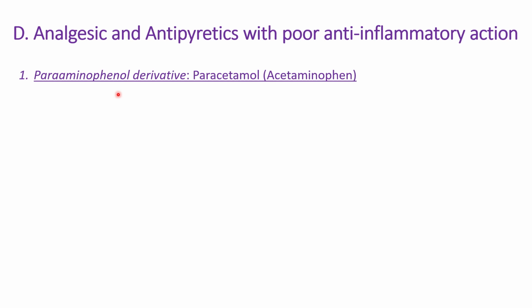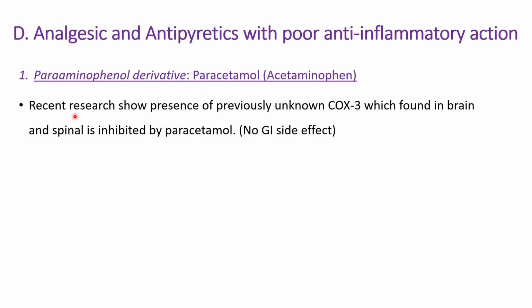Now the last one is the analgesic and antipyretic with a poor anti-inflammatory action. The first one is the para-aminophenol derivative. The example is paracetamol. Most of the time we take paracetamol as an analgesic. Recent research shows the presence of a previously unknown COX-3, found in the brain and spinal cord, which is inhibited by paracetamol. Paracetamol does not produce any GI side effect.